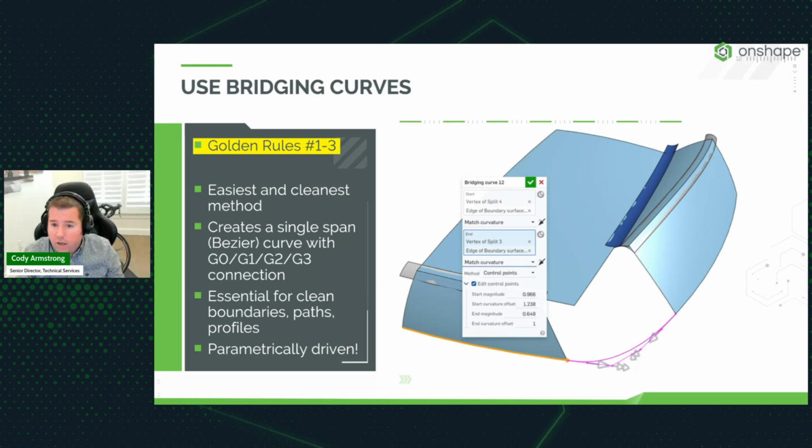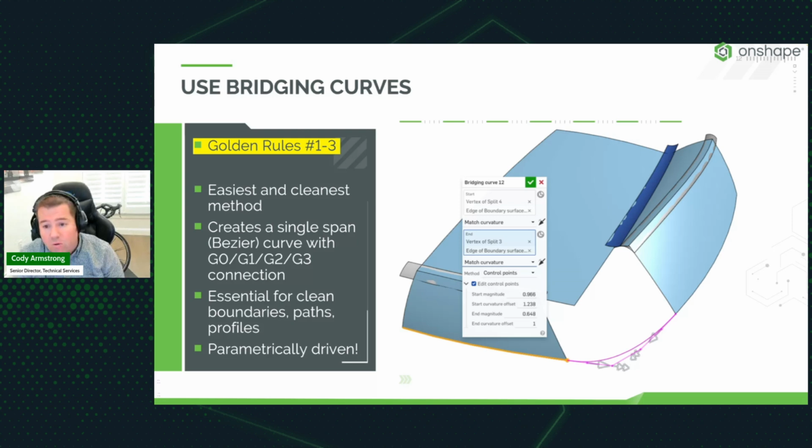And bridging curve has all kinds of really neat features. It has the ability to match curvature and even flow with G3 continuity. So you can define as smooth a transition as you could possibly want using bridging curve. And it creates a single span Bezier curve. And that's an important thing. That's one of the reasons we emphasize bridging curve, is because they tend to be very clean curves. The resulting curve tends to be very clean.